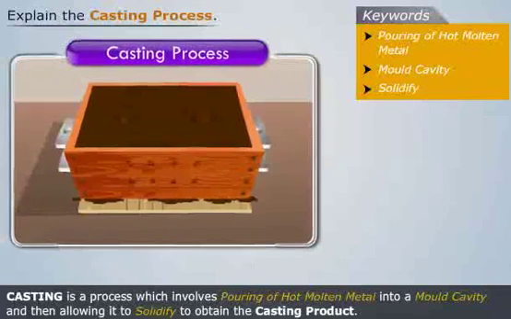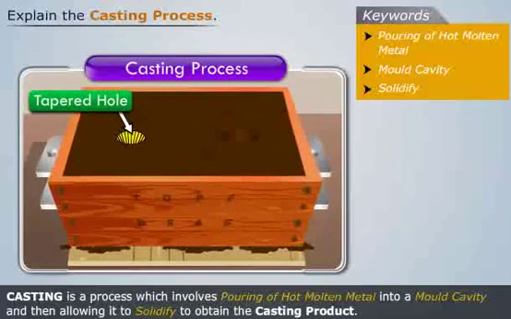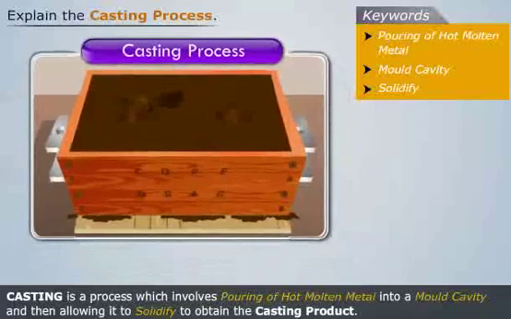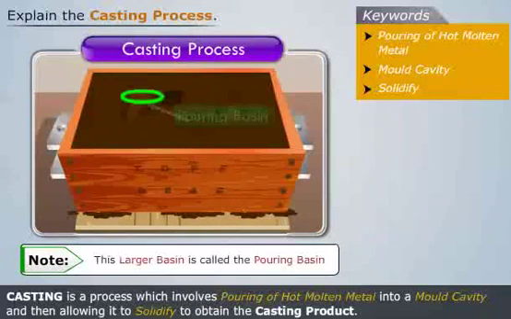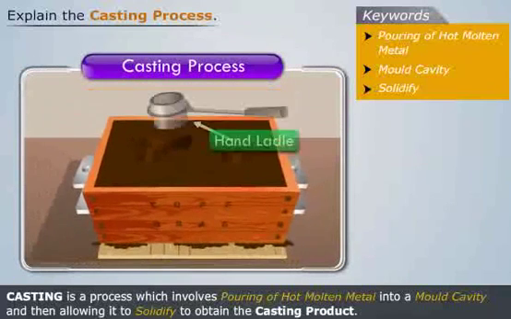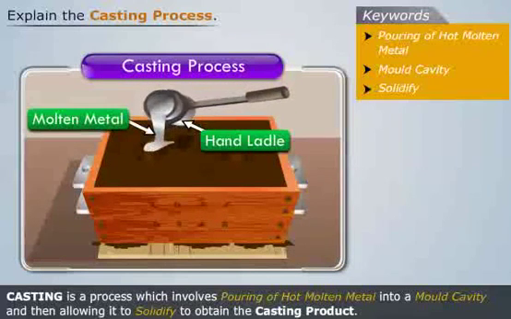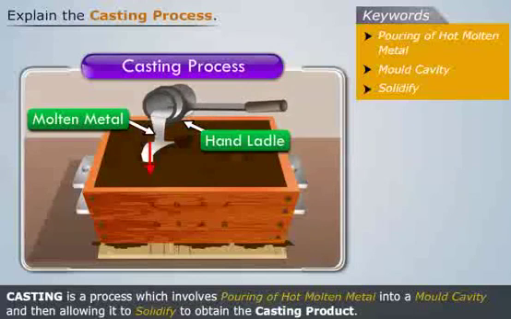As we can see that this tapered hole is too narrow for the proper flow of molten metal. So make a larger basin beside the tapered hole and connect them through a passage. Note that this larger basin is called the pouring basin. Now with the help of the hand ladle, keep pouring the molten metal in the pouring basin till the molten metal reaches the edge of the riser.